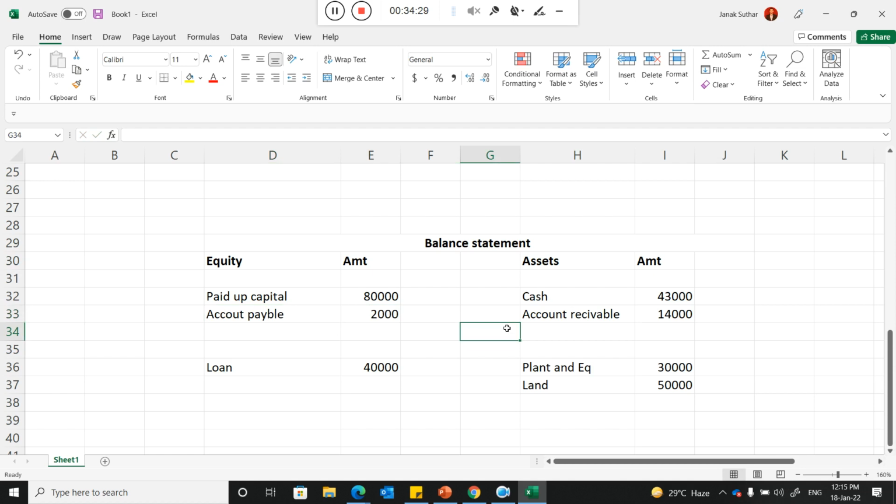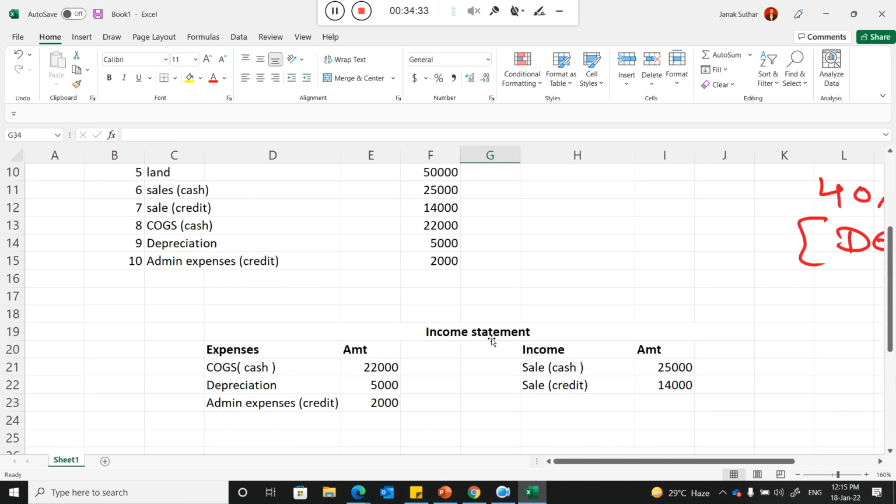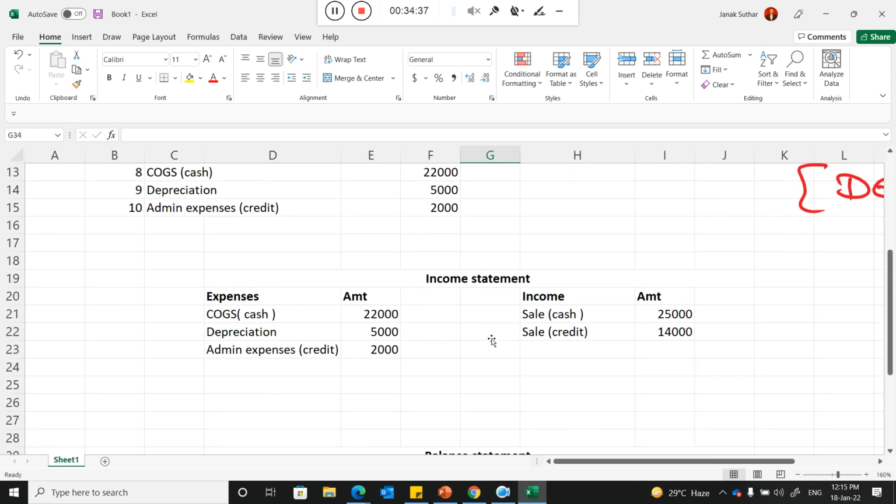Now the next point is, I think everything is done, right? The admin expense, everything is done. So now I will tell you how to calculate the net profit of the organization. The net profit is nothing but the income minus expenses. Okay, so when I talk about the net profit, it is nothing but the income minus expenses, right?